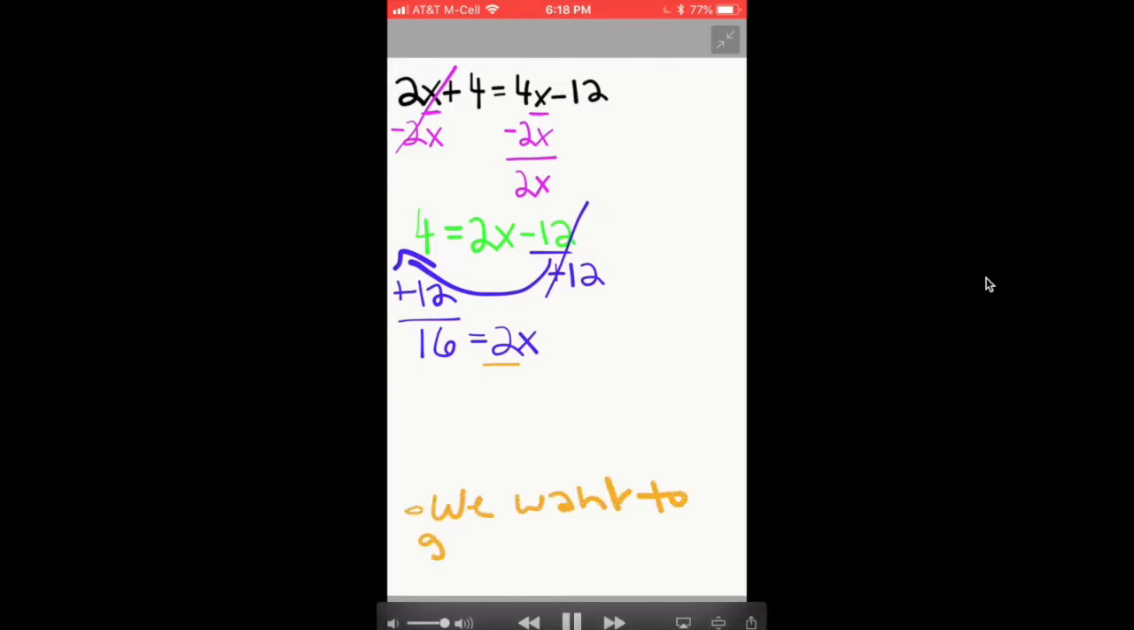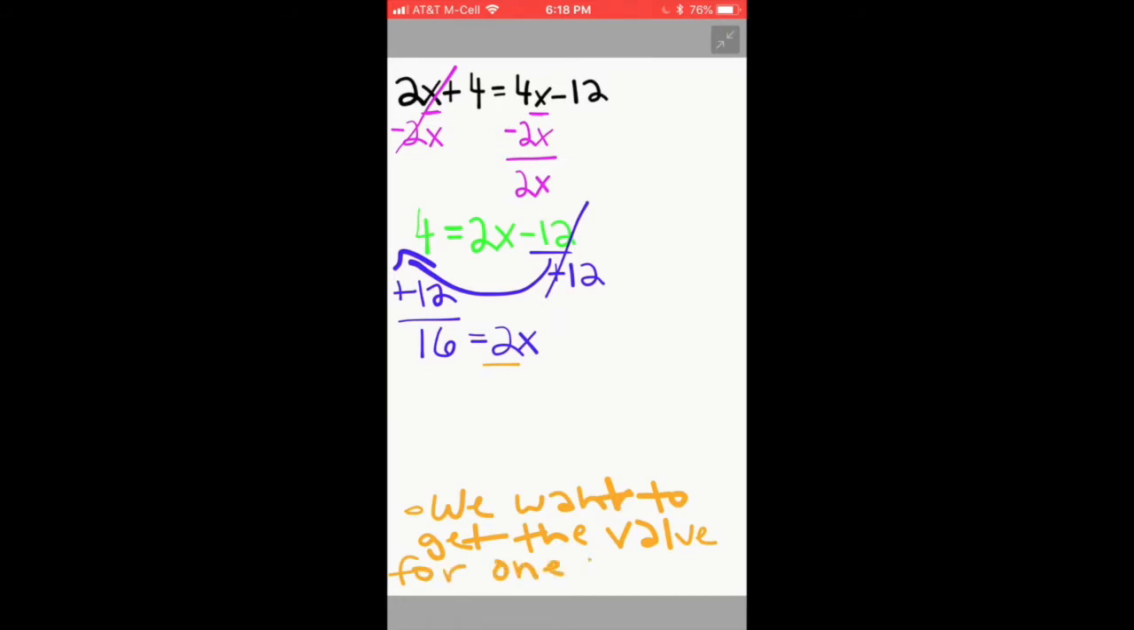We want to find the value for 1x, so we have to divide by the number of x's there are, in this case 2. This leaves us with our answer. X is equal to 8. The 1 doesn't really matter in front of the x, so it's just x equals 8.